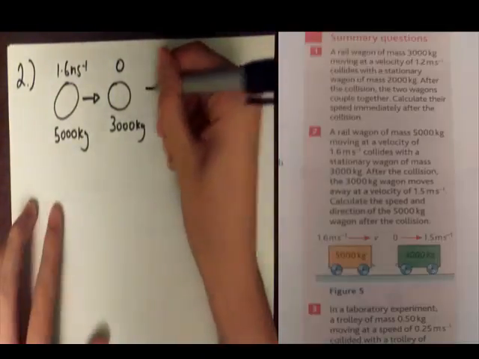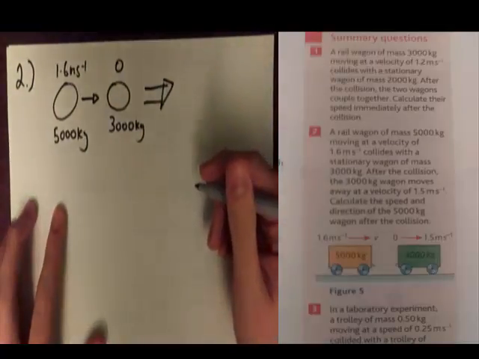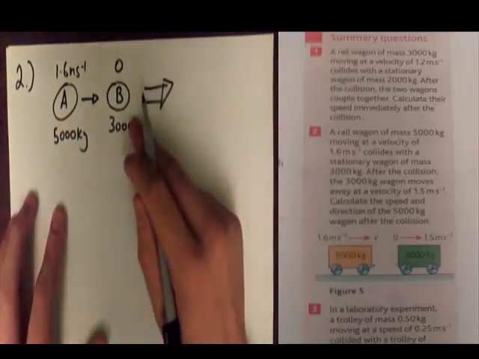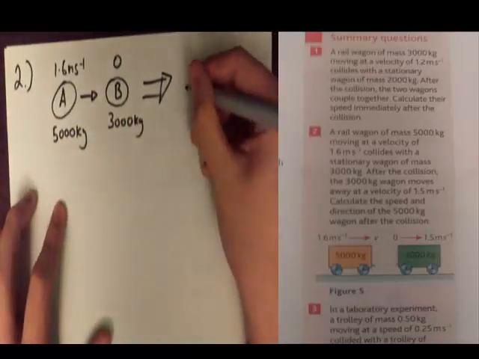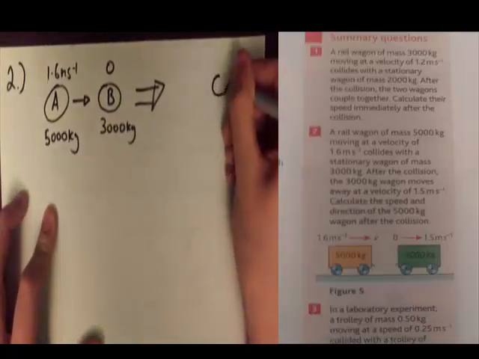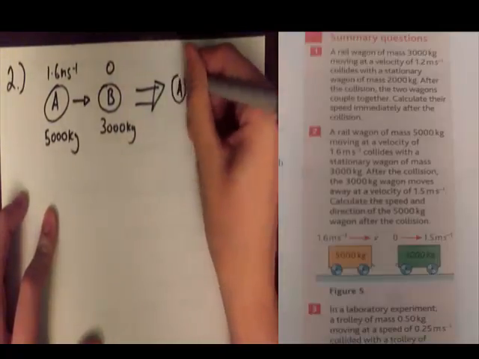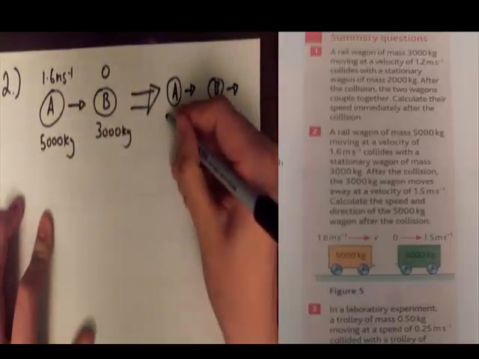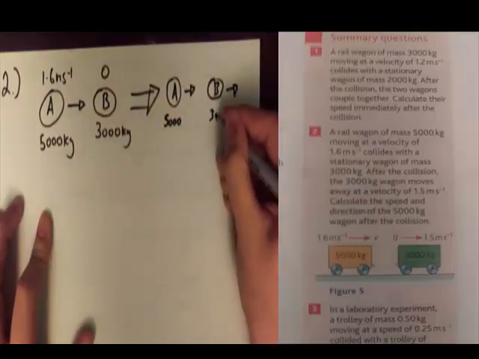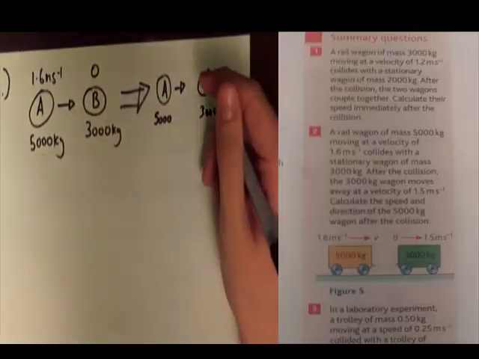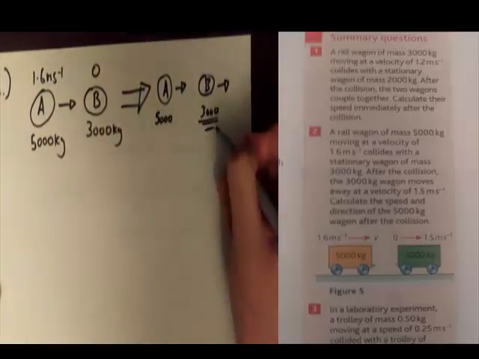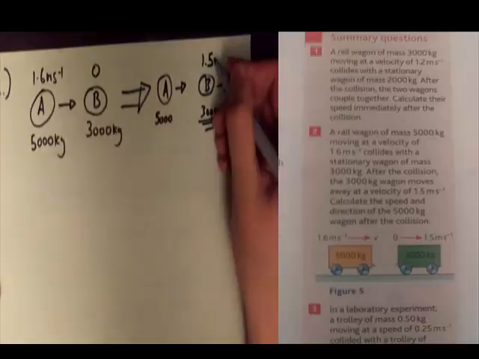After the collision, the stationary wagon, which we're going to call B, is here, A is here. They both move away now. This is still 5,000, this is still 3,000, and it tells us that the velocity of this one, the stationary wagon, is 1.5 meters per second.